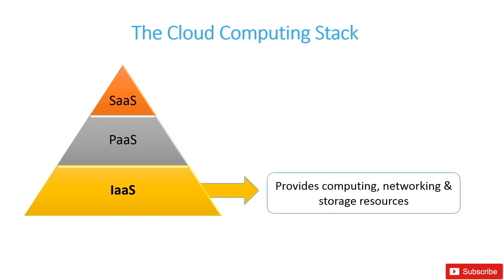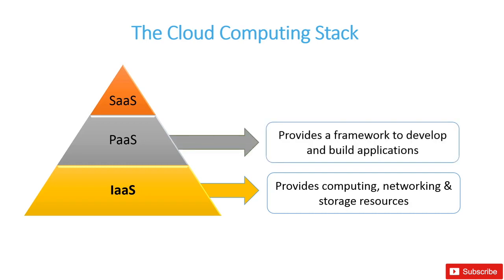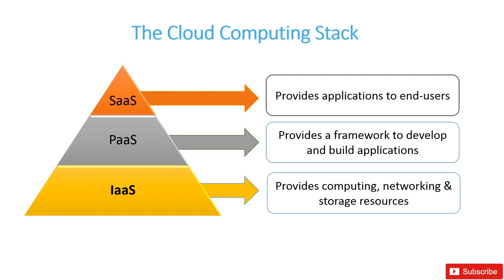Infrastructure as a service, as the underlying layer, provides computing, networking, and storage virtual resources using the cloud infrastructure. In the middle, we have platform as a service, which is used to provide a framework to develop and build applications on top of a cloud environment in an easier way than infrastructure as a service. And on top, software as a service is used to provide applications to end users.